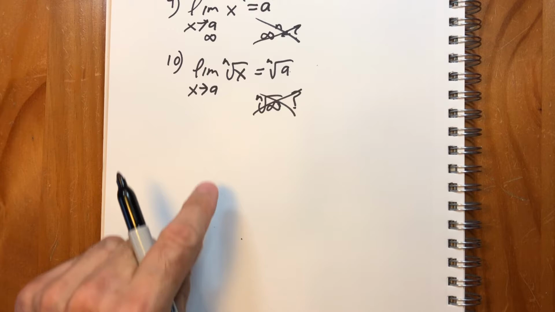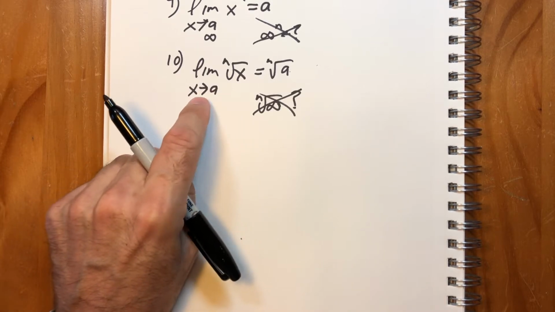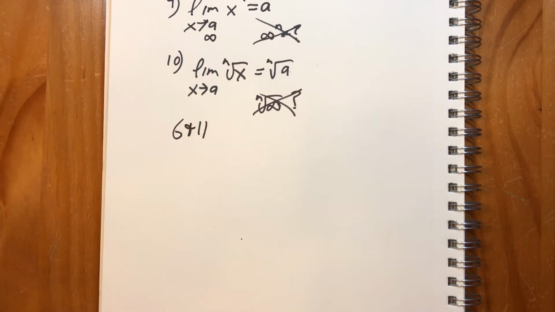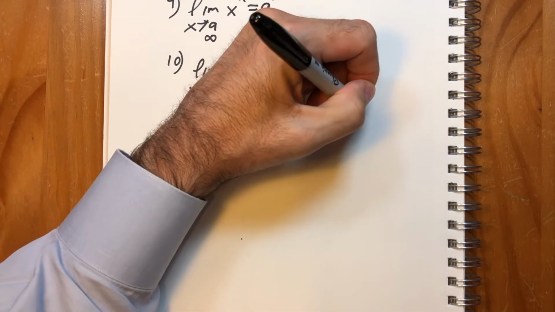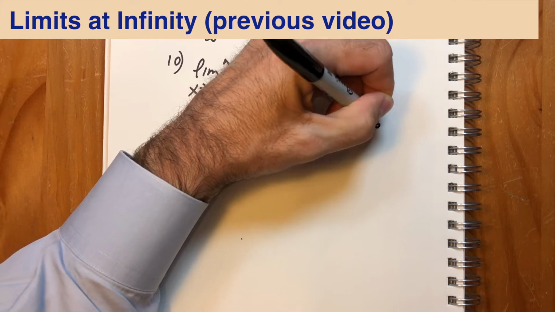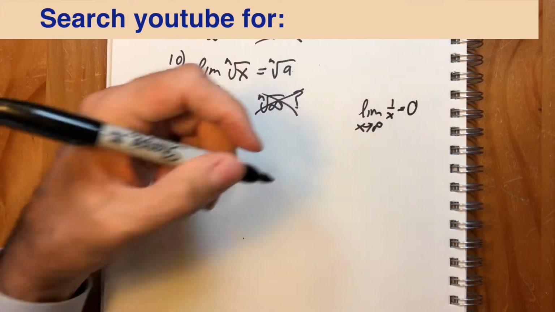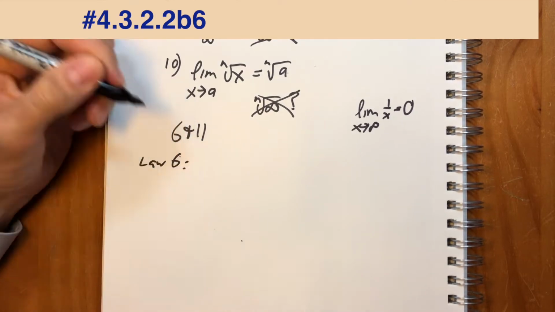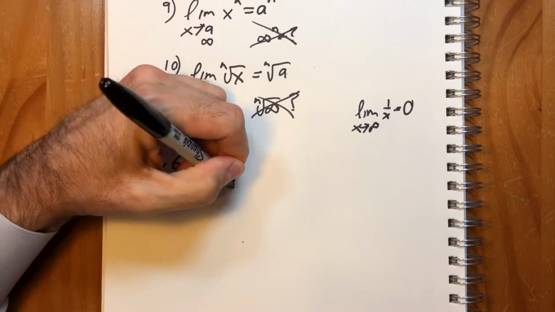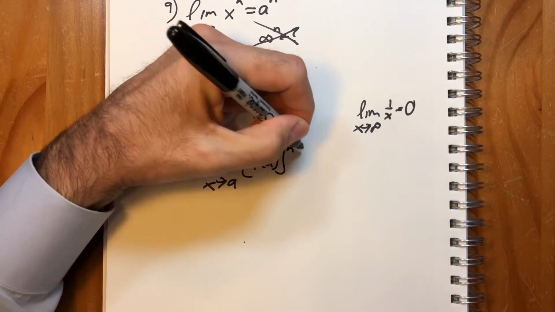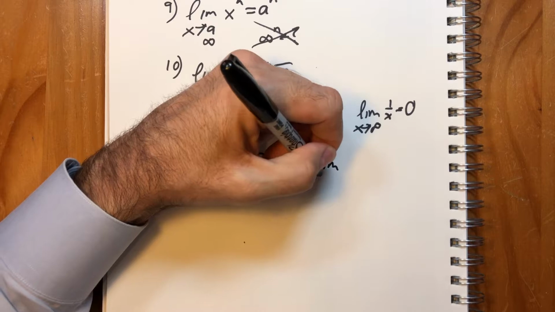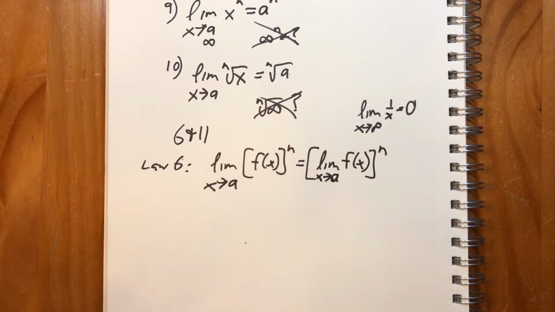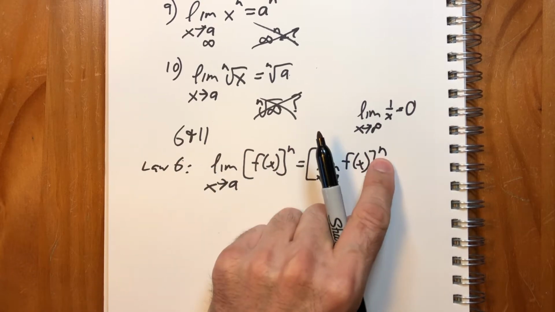There's one result in particular that we can use when x approaches infinity. We can combine rules 6 and 11 with the result that we just showed, that the limit as x approaches infinity of 1 over x is 0, to make a very useful new theorem for analyzing limits. Law 6 says that the limit as x approaches a of f of x raised to the nth power equals the limit of f of x as x approaches a, raised to the nth power. Remember, this is true when n is a positive integer.